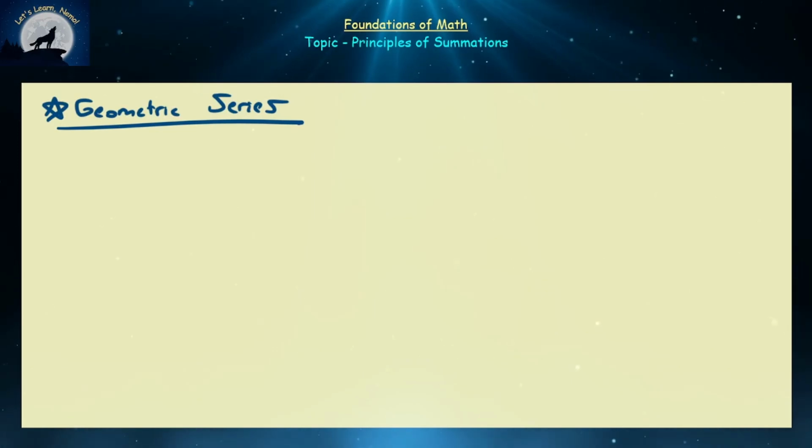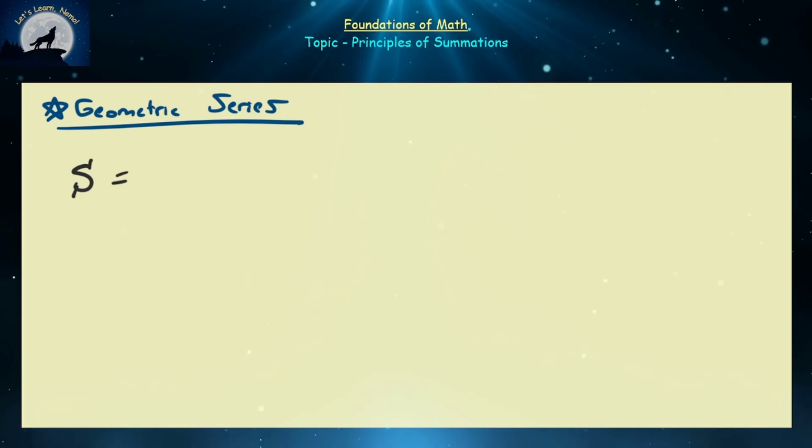Now that we've discussed some of the basics of arithmetic series and how they fit into the summation notation expressions, we're going to focus on a different type of series, which is called a geometric series. So a geometric series, instead of having a common difference, is going to have what is called a common ratio.